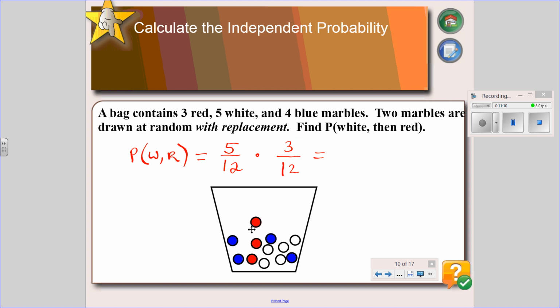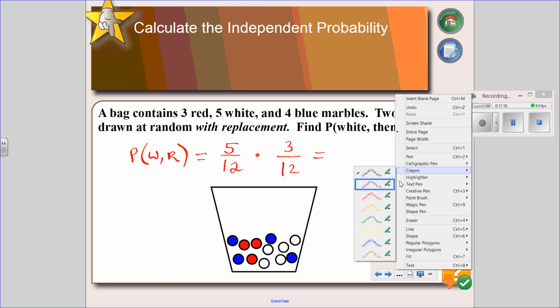So the compounded probability is going to be these 2 probabilities multiplied together. Let's see if I can do a little cross canceling so we don't have to go to the calculator.